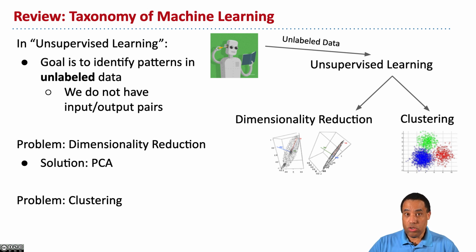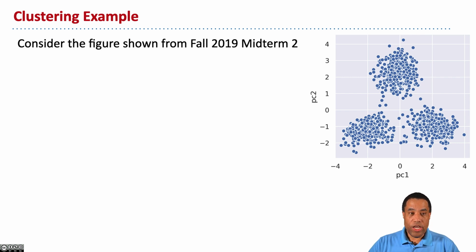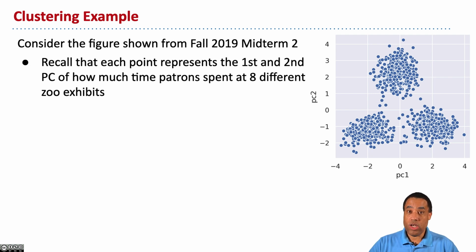So let me describe to you what I mean by clustering. So here is an example. It's drawn from a figure that was on the fall 2019 second midterm. And the problem here that was on the exam was we created a synthetic data set of visitors to 8 different exhibits at a zoo. Then we took the principal components of that data. And so this is going to be linear combinations of how much time people spent at those 8 different zoo exhibits. So here's the first principal component on the x-axis, and the second principal component on the y-axis.